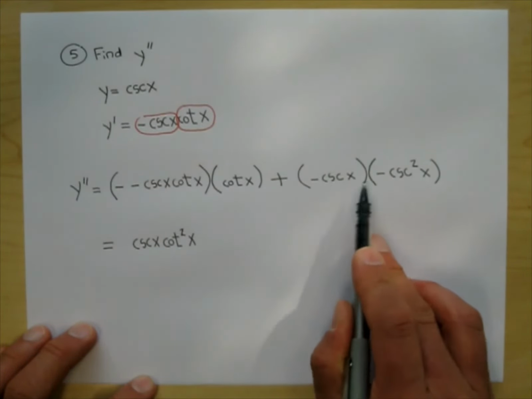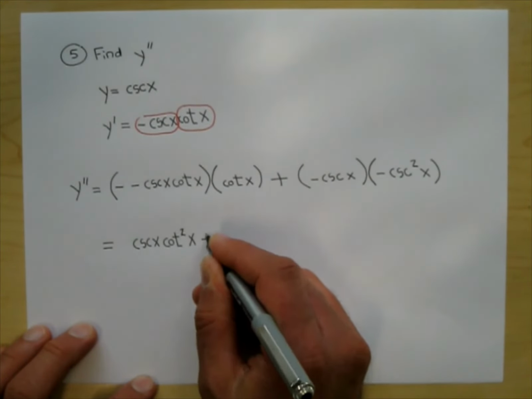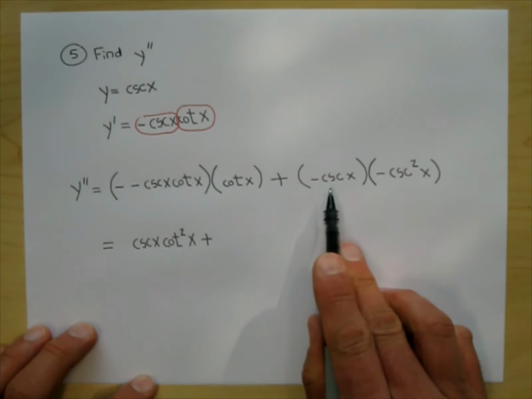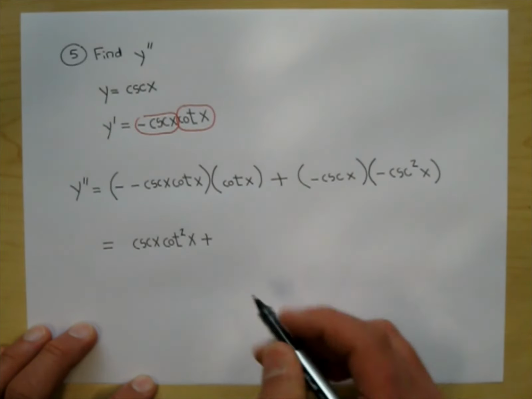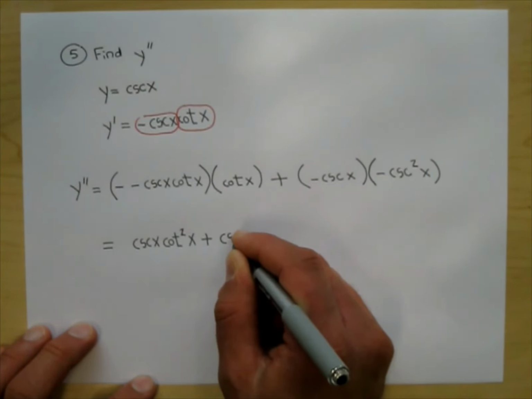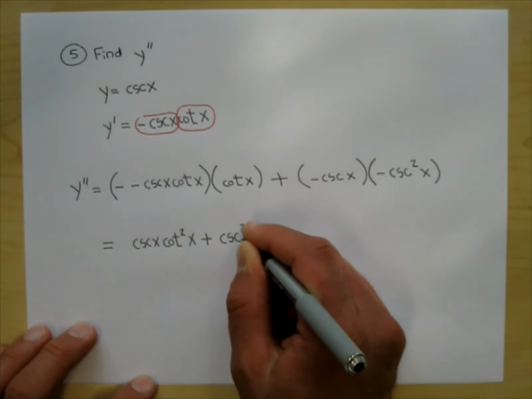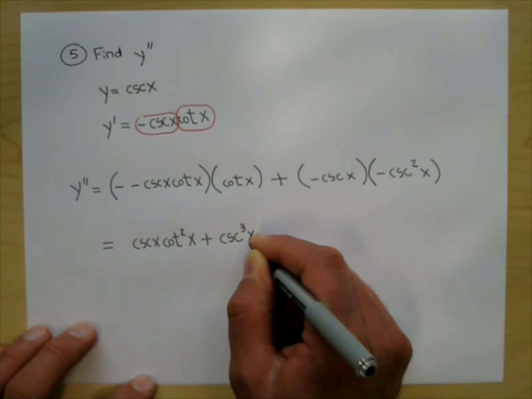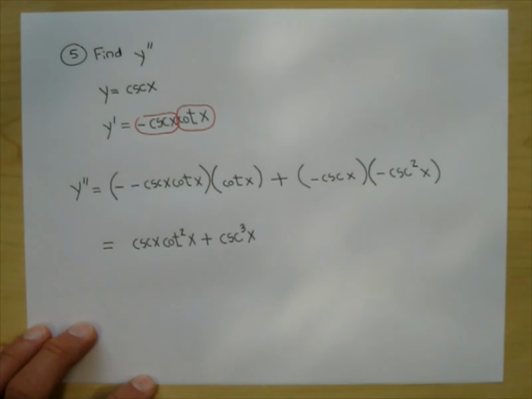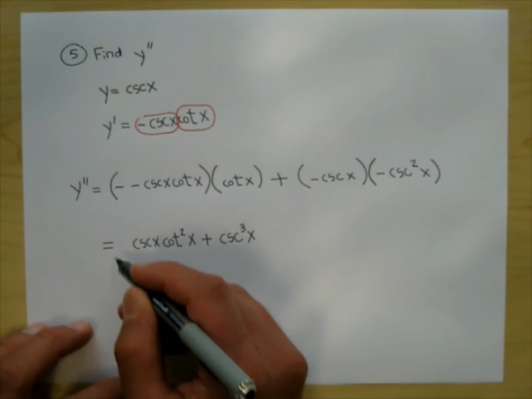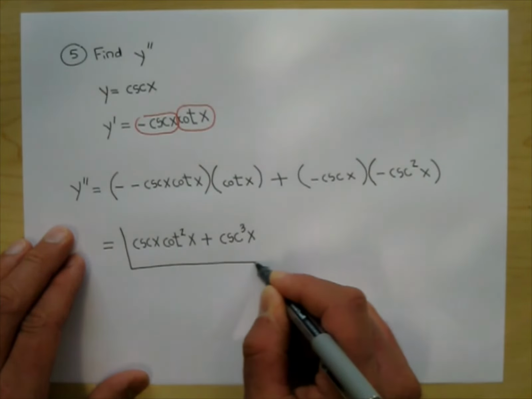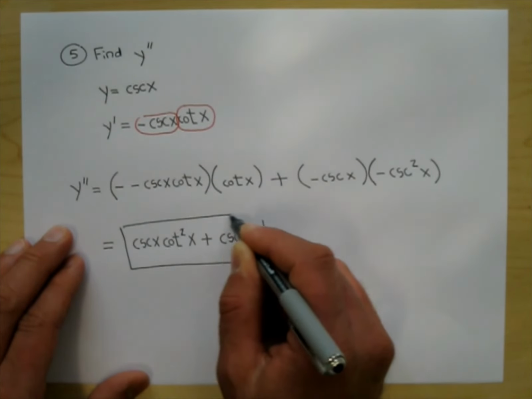Then I have two negatives here, which become a positive. And I have a cosecant times a cosecant squared, so that's going to be a cosecant cubed. Now, I can factor out a cosecant. You can do that if you want. You don't have to. There's your answer.